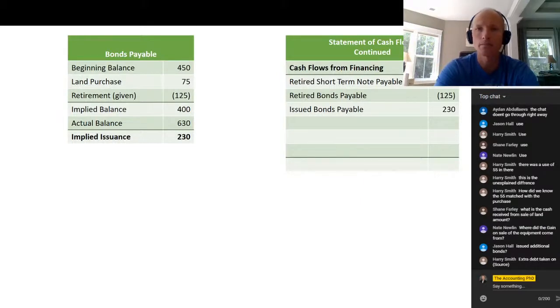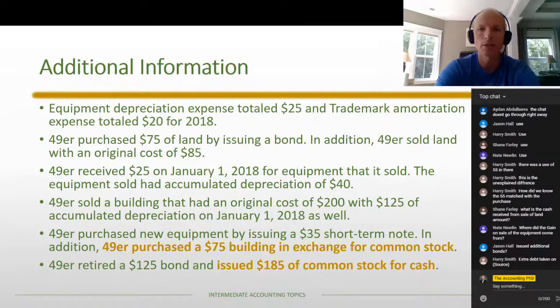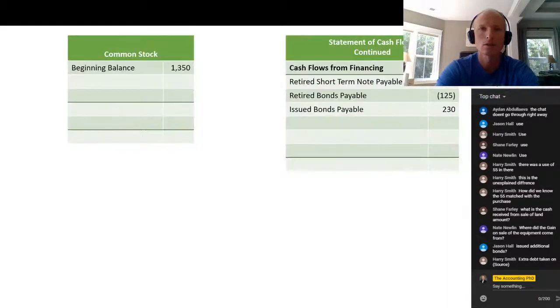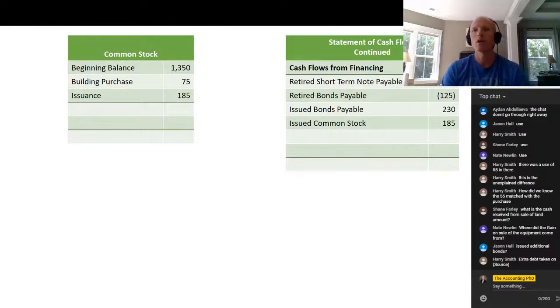Good job, good job. All right, so now the next account is our common stock account. And we're told two bits of information about our common stock account. There was a $75 purchase of a building, and we issued $185 of common stock for cash. So again, we start with our beginning balance in our common stock account from the balance sheet of $1,350. We're told that we purchased a building by issuing common stock, and we're told that there was a cash issuance of $185. So the nice thing is we're given that cash flow. Issued common stock for cash of $185. That is a source of cash, so that is a positive cash flow.